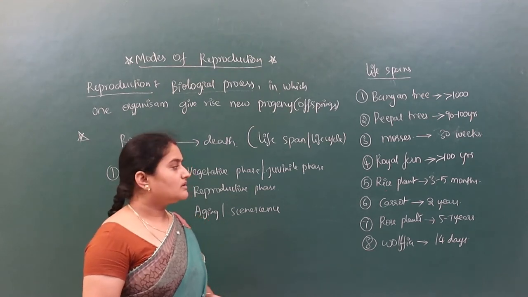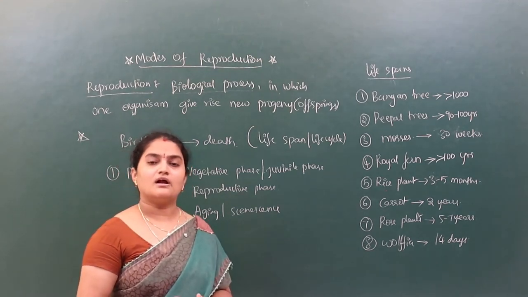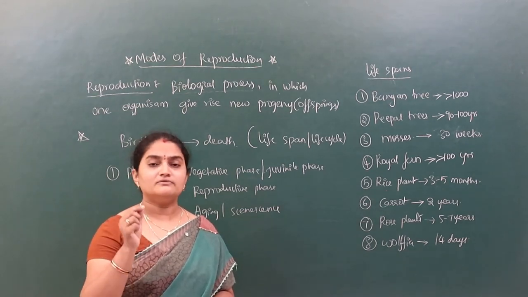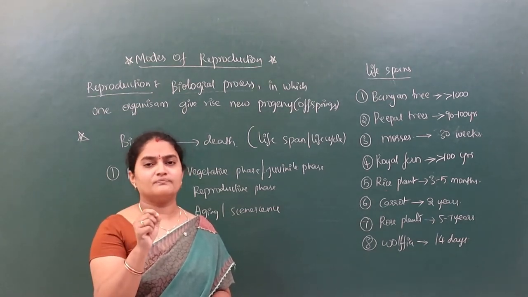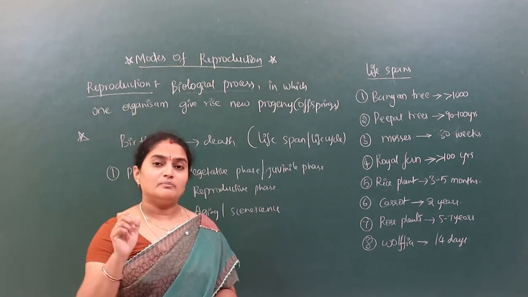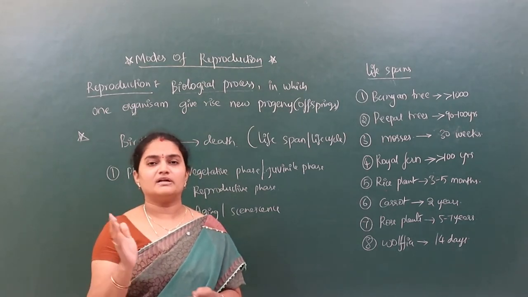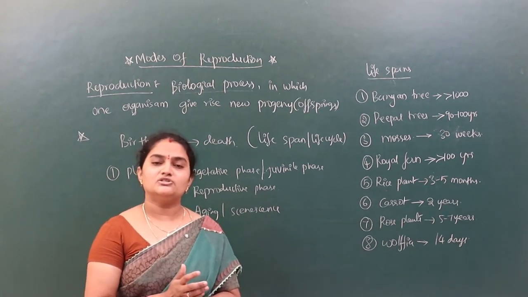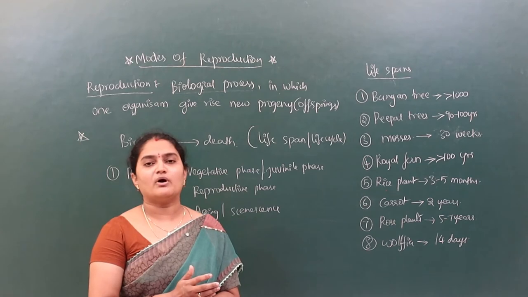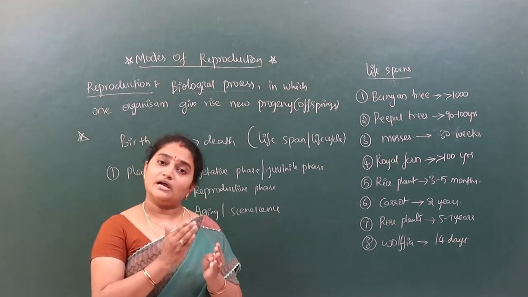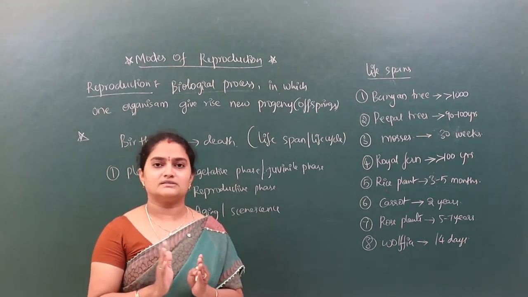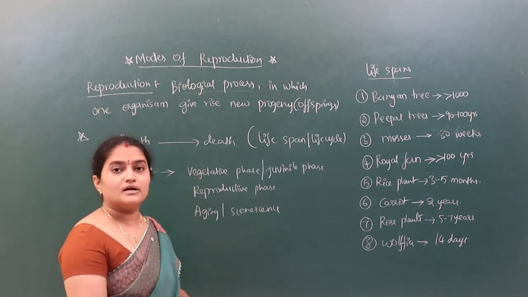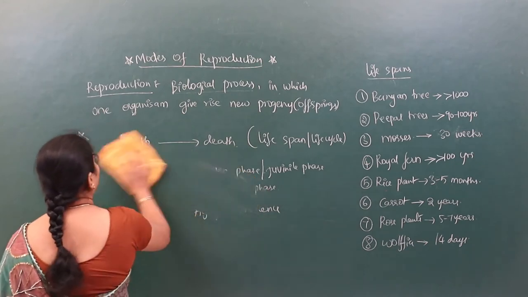So, based on the lifespan, we can consider how they are reproducing. Actually, a simple organism can reproduce much better when compared with multicellular organisms. Reproduction is very important for survivability and to continue the life process on the earth. So now we are going to the reproduction types.